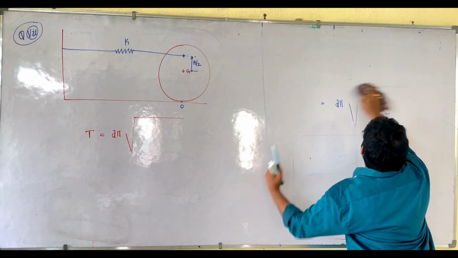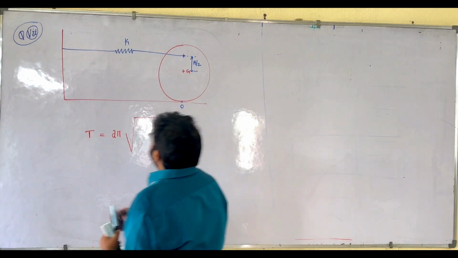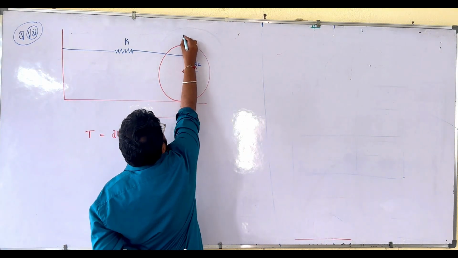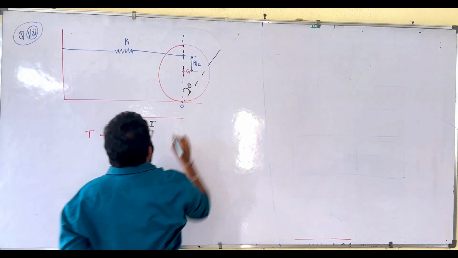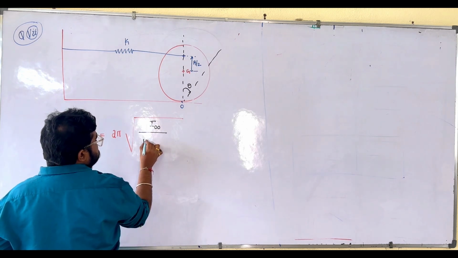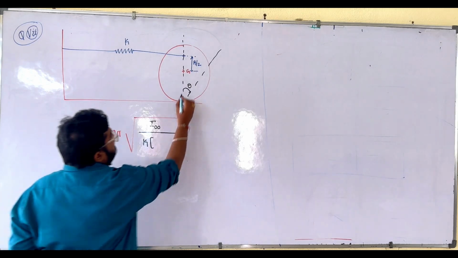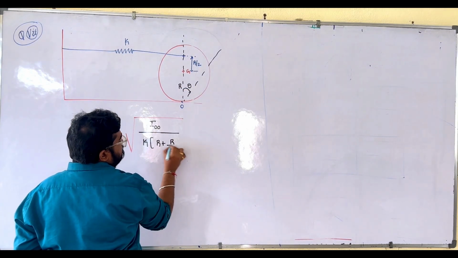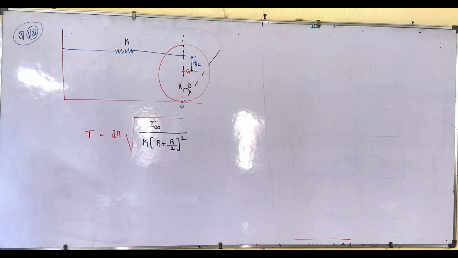What is the short trick for this question? Tell me, you are giving disturbance about which point? The disturbing point, by how much? K into how much? R plus R by 2, right? R plus R by 2, whole square.